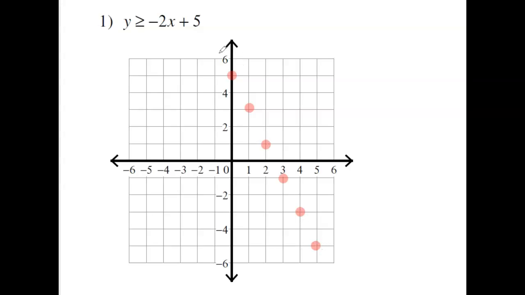And then once we apply our slope, we see that we have enough dots to connect it. Then I have to go back, look at the inequality. So this inequality is greater than or equal to. So an equal to tells me that my line is solid. So I'm going to connect my points with a solid line.